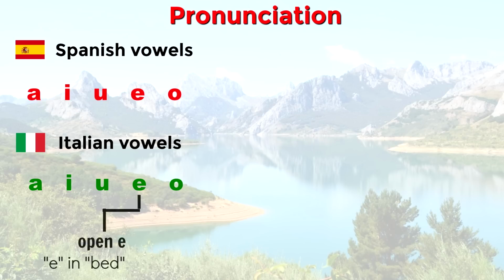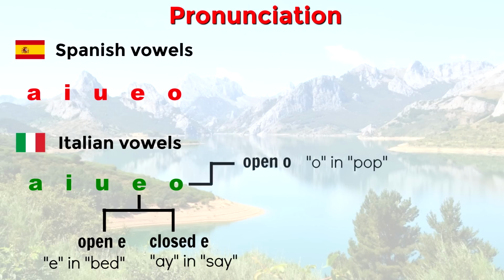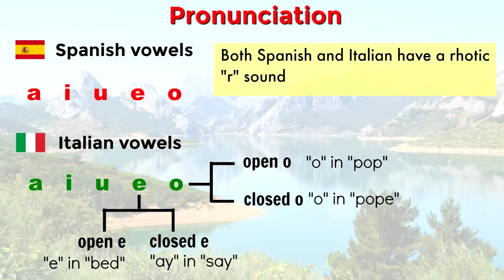Italian has 2 E sounds, open E, like the E in bed, and closed E, like the vowel sound in say. It also has 2 O sounds, open O, like the O in pop, and a closed O sound, like the O in pope. And both Spanish and Italian have a similar rhotic R sound.